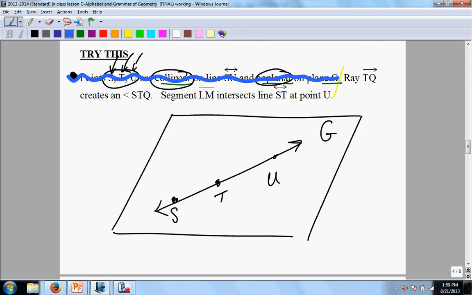Okay, then we have here Ray TQ. Oh, there's that T again. Guess what? Same letter, same point. Ray TQ. So I have TQ. It's a ray. TQ creates an angle STQ. There's your angle. Trace and sweep.